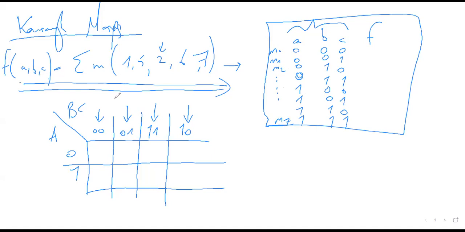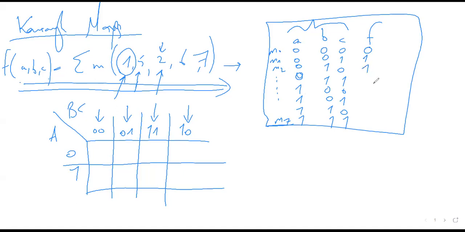This special kind of notation shows that for minterm number 1, the output is equal to 1. Minterm number 5, the output is 1. Minterm number 2, the output is 1. So for minterm number 0, which is not here, the output is 0. For minterm number 1, it is there, the output is 1. Minterm number 2 is there, the output is 1.